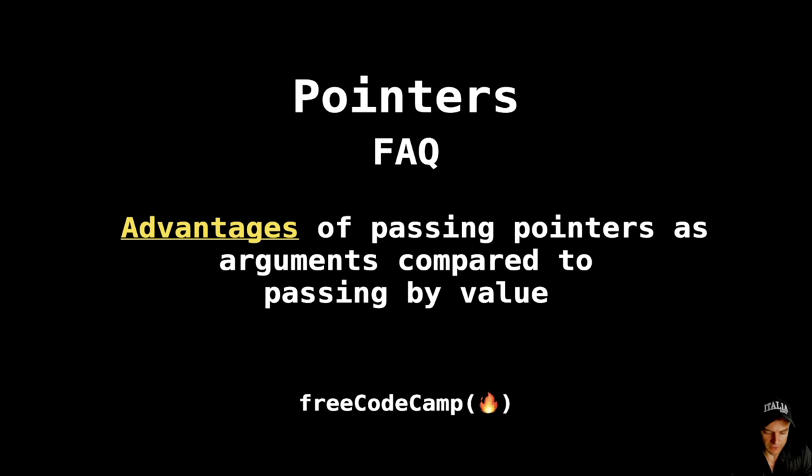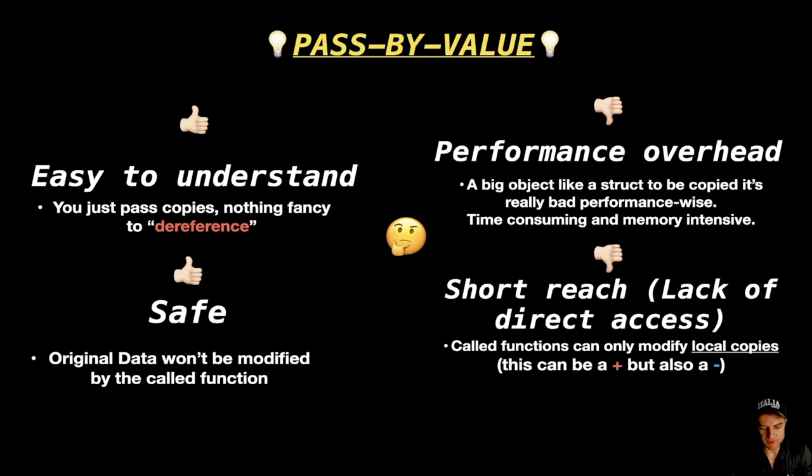Now, another question. Which are the advantages of passing pointers as arguments compared to passing by value? This is a good question, right? Let's watch some pros and cons. Of course, everything in computer science, like in life, has some pros and cons. So we start by passing by value. Of course, passing variables by value, I recall to you that they are just copies. It's easy to understand, right?